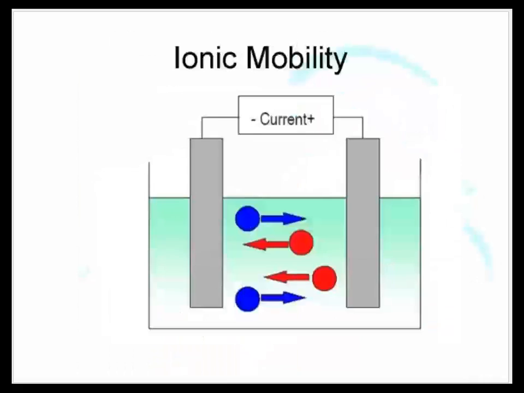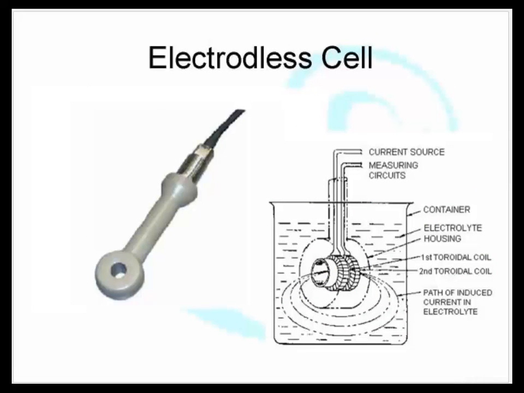The other method of measuring oxygen is a thing called ionic mobility. Now this relies on the fact that if you put a big magnet on ions, you can shift them around, and then you can detect them moving. So you get this thing called the electrodeless cell. And the electrodeless cell looks like this.